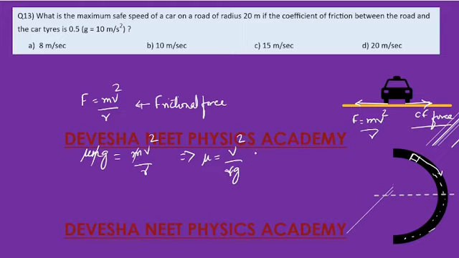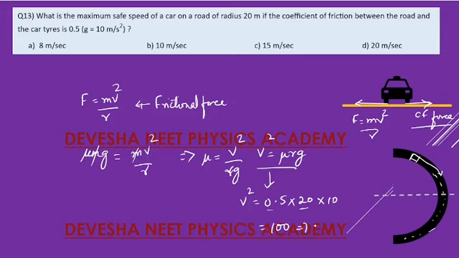Okay. What is the velocity given? Sorry, in this case we need to find the speed. So v square is equal to mu r g. Now v square is equal to mu, which is 0.5, into r, radius is equal to 20, and g is 10. It is given to us, right? So 0.5 into 20 is 10, 10 into 10 is 100. Mean v is equal to root of 100. So v is equal to 10.